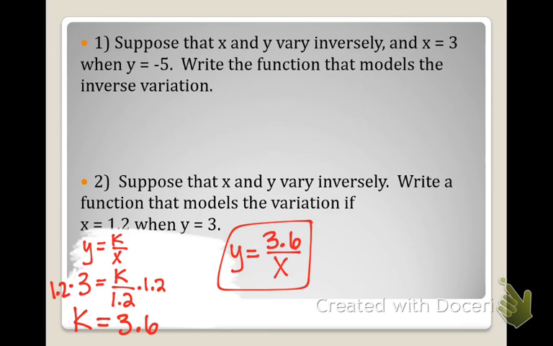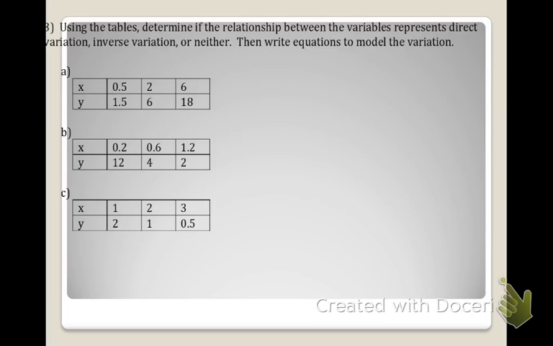All right, this next set of examples is a little bit fun. The directions at the top there are very small, but luckily they're written on your paper. We are going to use the tables to decide if the relationship is direct variation, inverse variation, or neither. It's possible that neither one of them work. And then write an equation, if we can, that models the variation. So we have to decide direct, inverse, or neither.